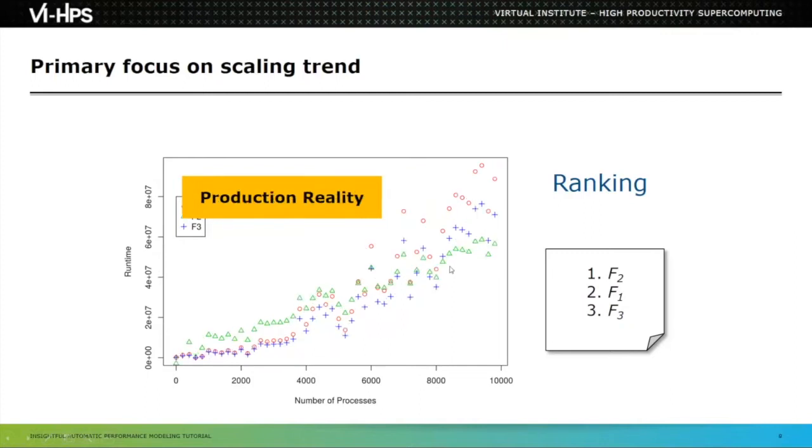In a real life production scenario, measurements on the cluster look more like this because, of course, you have other jobs going on. You have noise from the OS, from networking, from different sources. And then your measurements look more like this. And as you can tell, now it will be much harder to predict accurate performance models. So that's why our primary focus is basically on identifying scaling trends.